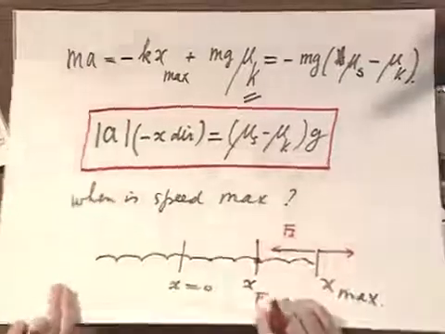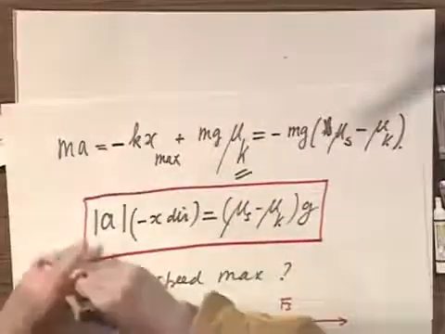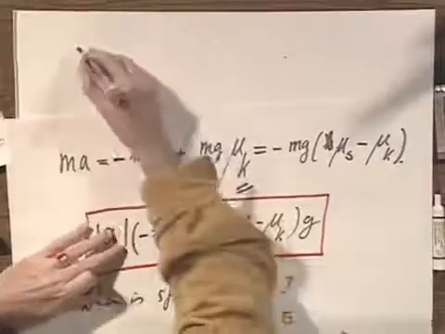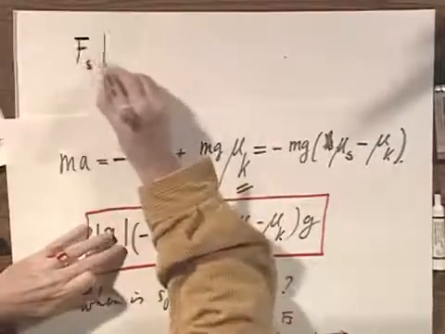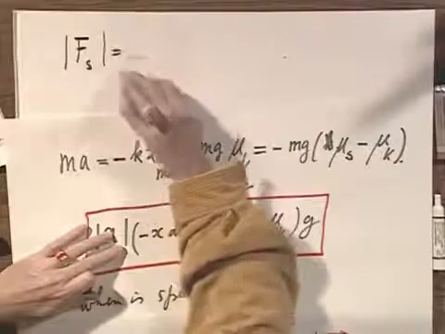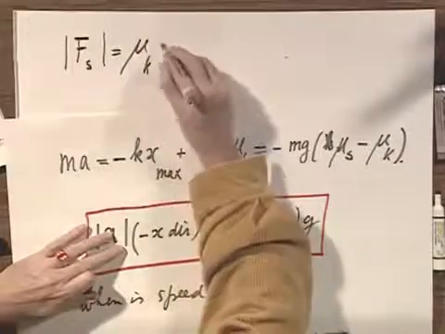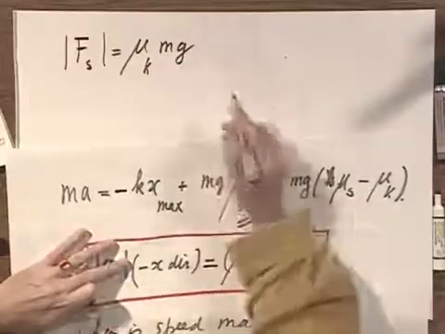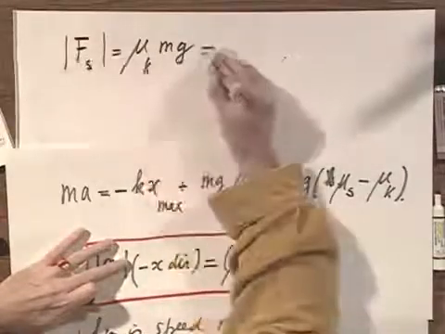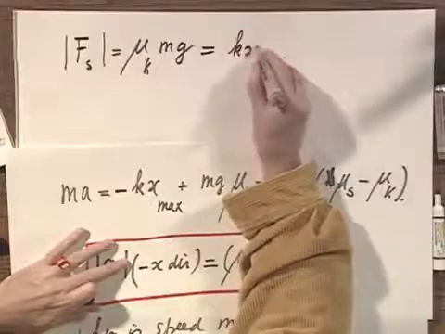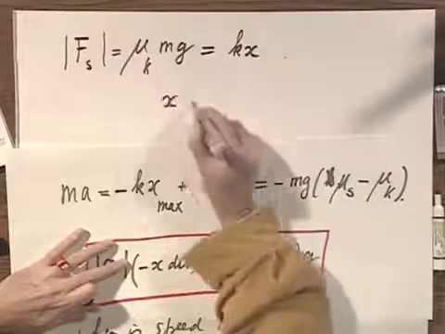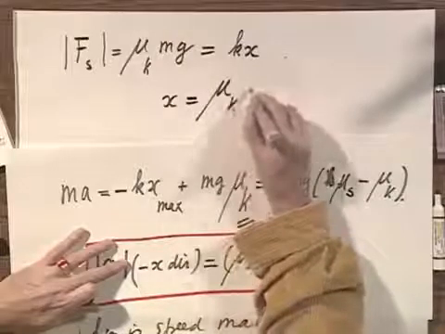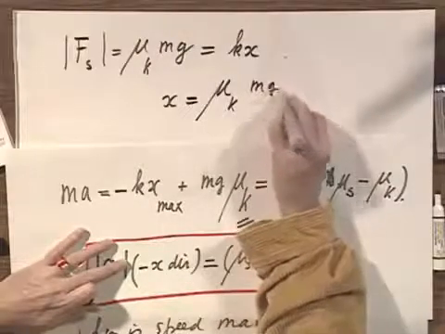And so the maximum speed will be reached then when the spring force, F of s, the magnitude of the spring force, equals mu k times m times g. And we know that the spring force, the magnitude of the spring force, equals kx. So you find immediately that that will happen when x equals mu k times mg divided by the spring constant k.